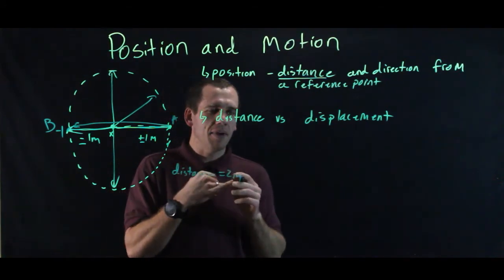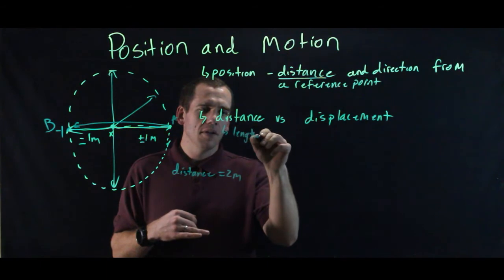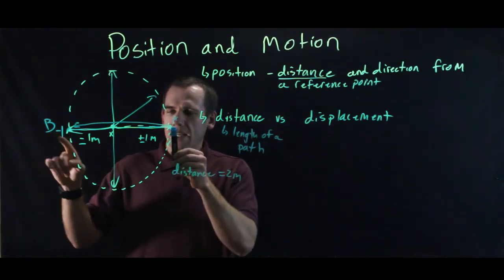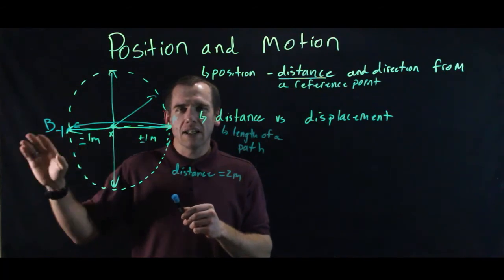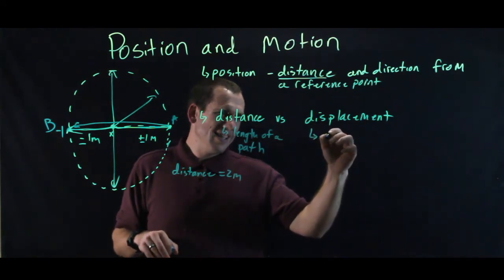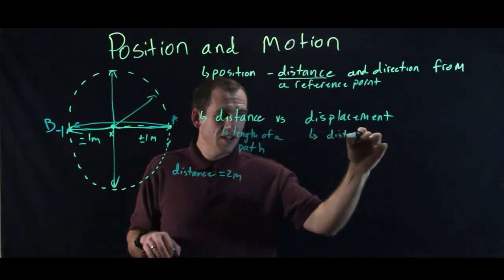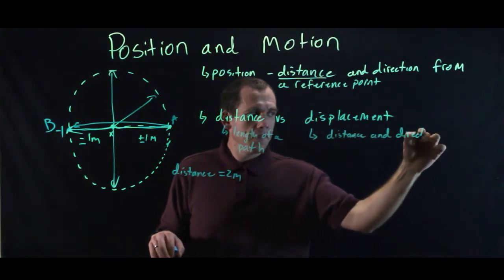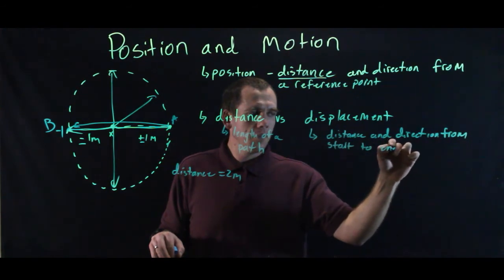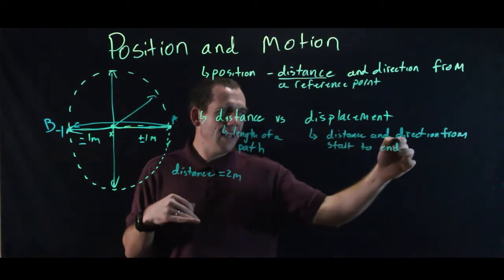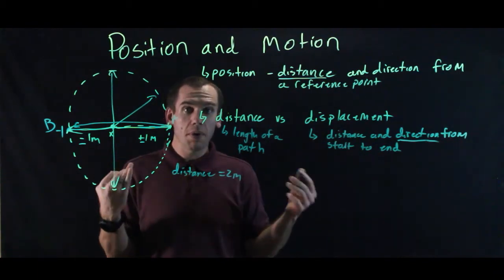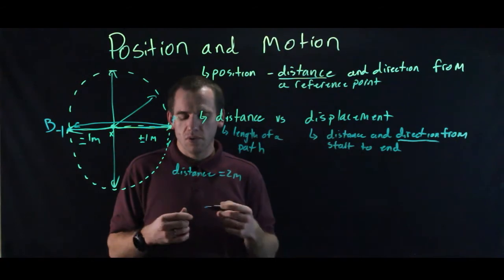But that is not the same thing as my displacement. Distance is the length of a path. But the displacement, if I walk from point A to point B, is negative 2 meters. The negative is a direction. Displacement includes a direction. So displacement is the distance and direction from start to end. There's a subtle difference here in that it includes a direction, and this one does not. And since direction can be given as east or west or up or down or left or right or positive or negative, the displacement actually includes more information for us.